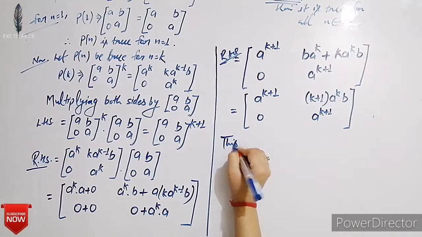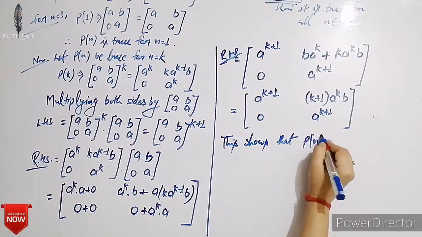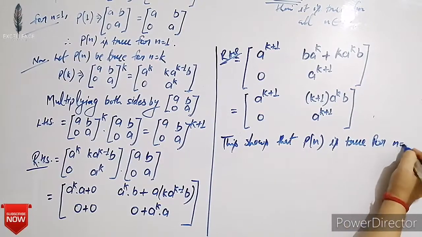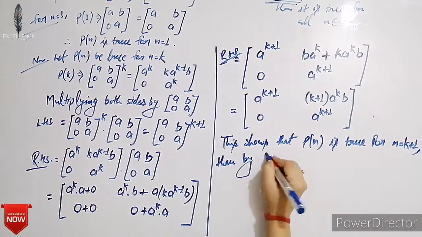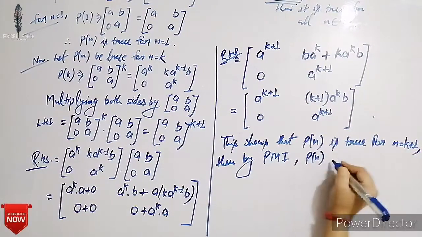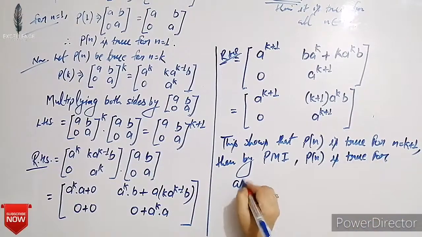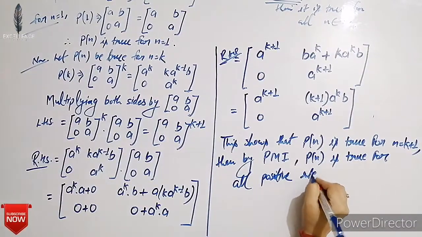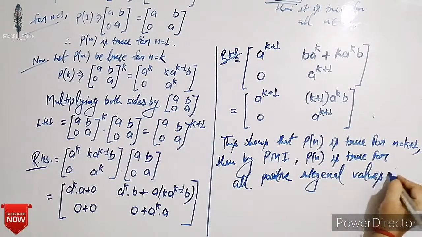Okay. So this shows P of n is true for n equals to k plus 1. Then by principle of mathematical induction, P of n is true for all positive integral values of n. Hence proved.